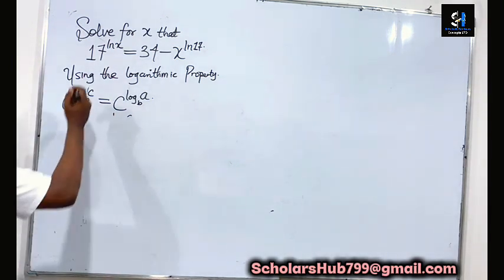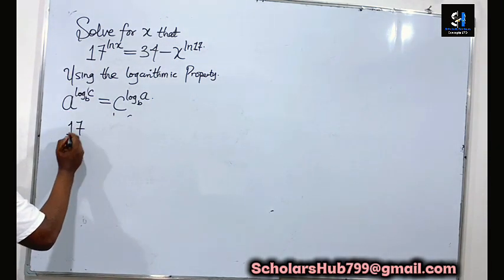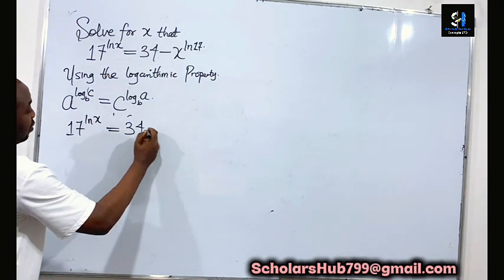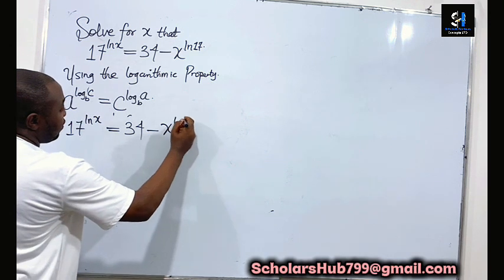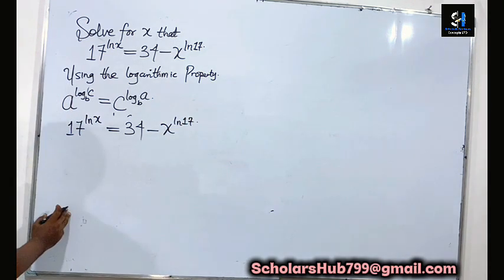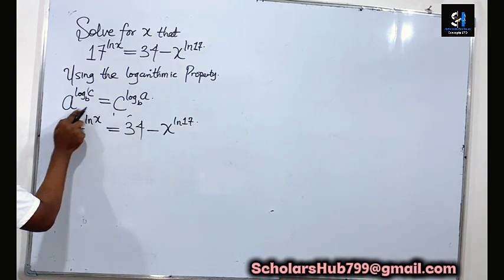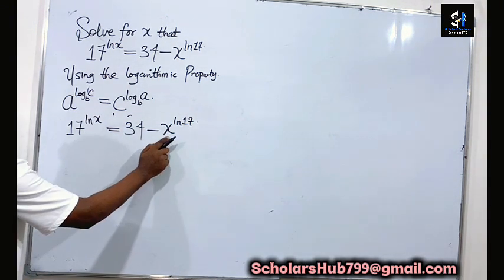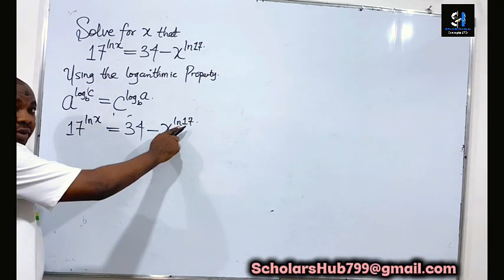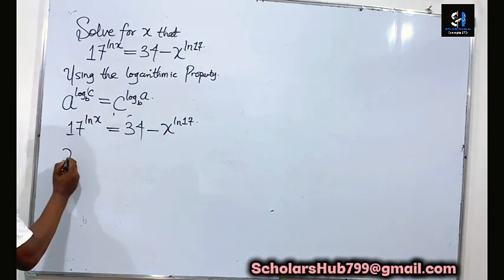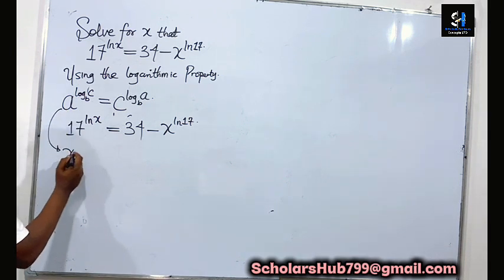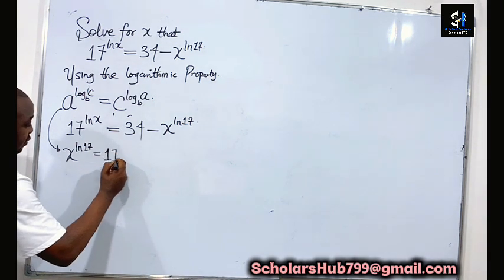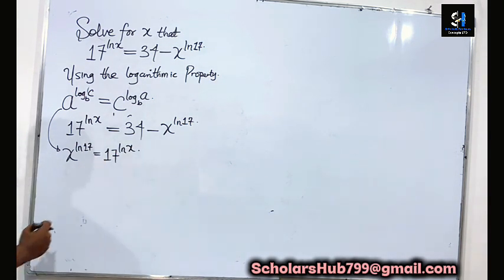From what we have been given, 17 raised to the power of ln x equals 34 minus x raised to the power of ln 17. Now let's apply this property to x raised to the power of ln 17. Using this property, x raised to the power of ln 17 would be 17 raised to the power of ln x.